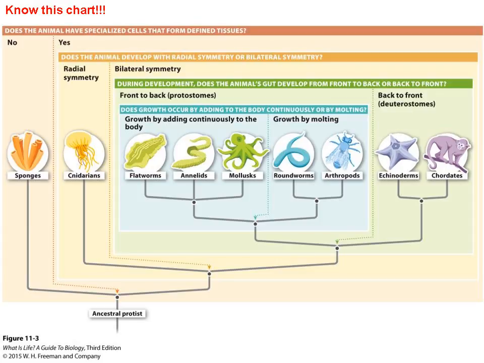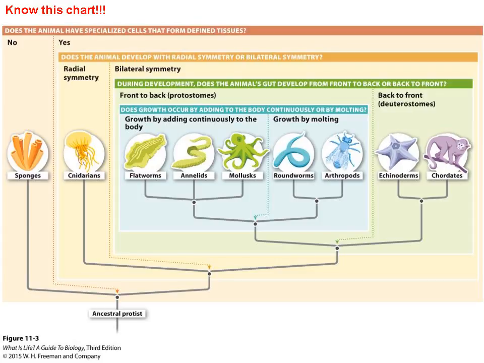All animals with defined tissues develop in a shape that has some sort of symmetry. Is that animal developed with radial symmetry or bilateral symmetry? So know what these 2 are. Radial symmetry describes animals with a body structure kind of like a pie. So you could cut it any way and you get symmetry. That would be like jellyfishes, corals, sea anemones. Together they're grouped under cnidarians. So know cnidarians, and know that includes like jellyfishes and corals.